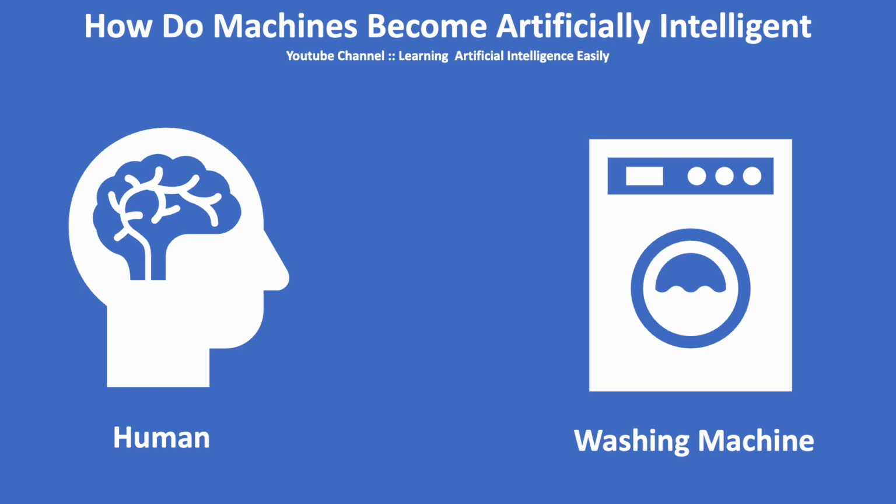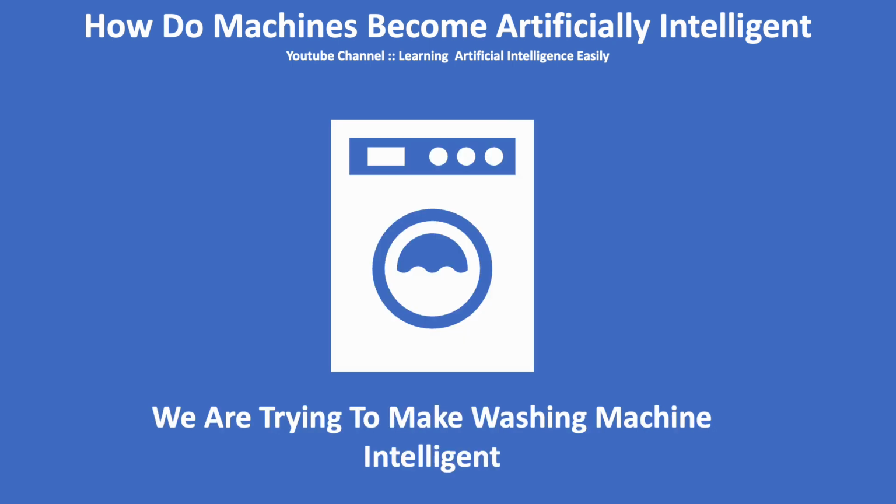Now if we have noticed, the machine requires constant human intervention or support to perform the activity and accomplish the task, whereas our agenda is to make the machine intelligent so that the machine can take a lot of decisions on its own and accomplish the task. So let's try together and make the washing machine more intelligent.